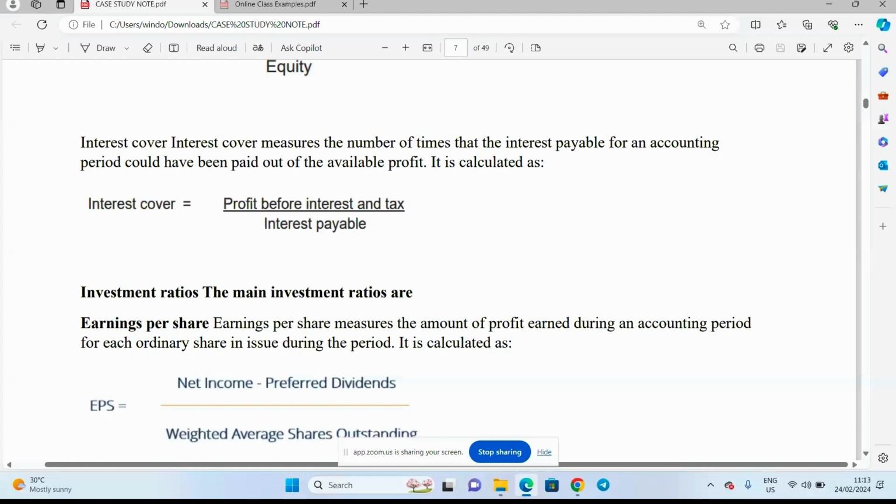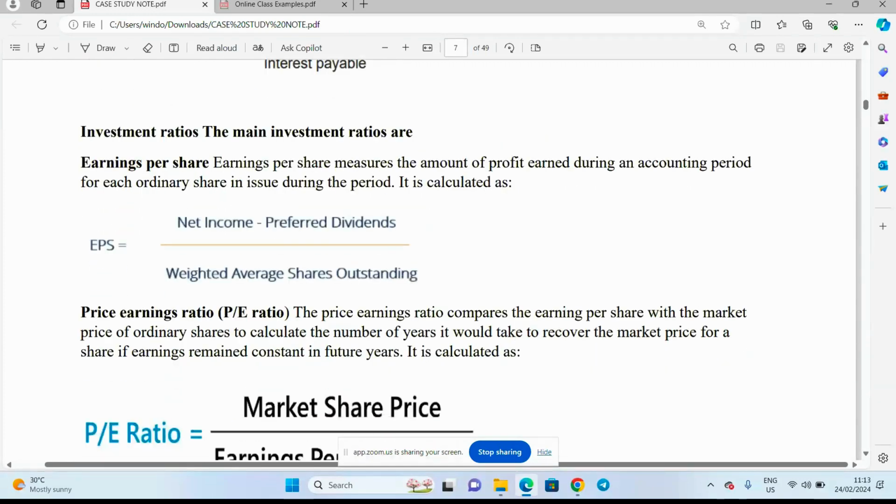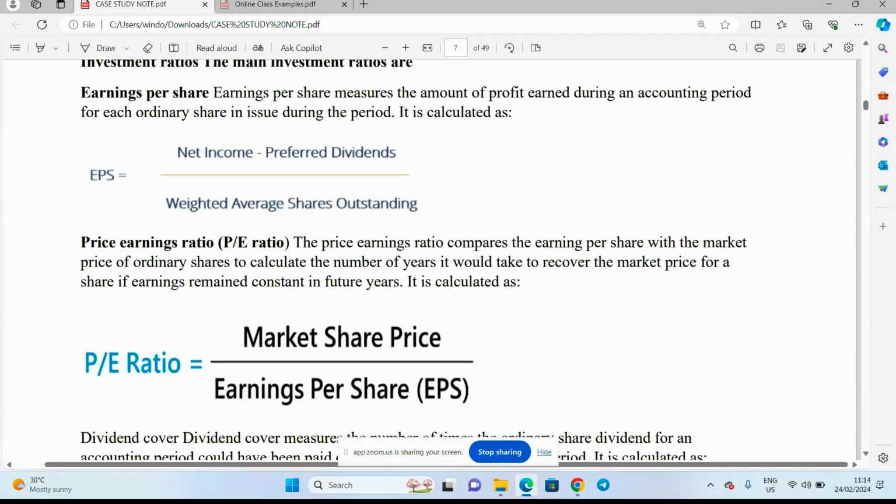Then interest cover, that's profit before interest and tax over interest payable. Then investment ratio, which is the last one. The main investment ratio are EPS, that's earnings per share, net income minus preferred dividend over weighted average shares outstanding. What is preferred dividend? These are the dividends that shareholders entitled to a fixed rate of dividend receive. They are called preference shareholders. So once the company makes profits, they quickly get their fixed percentage. You understand? So net income minus preference dividend divided by weighted average shares outstanding.